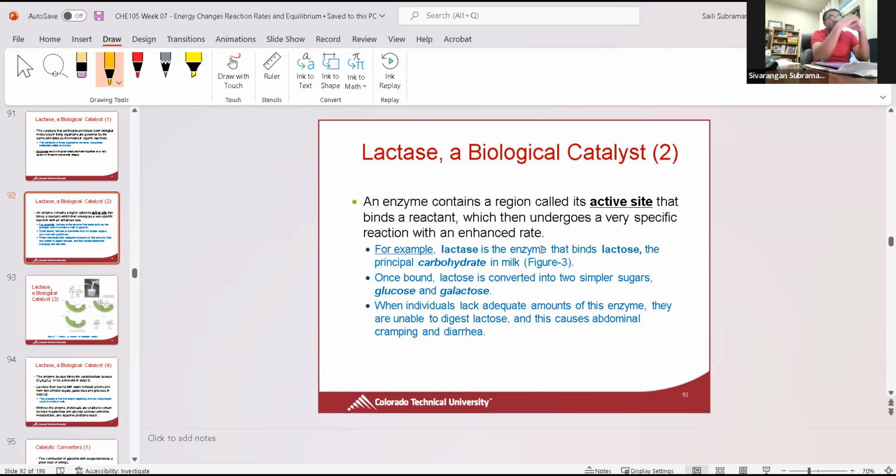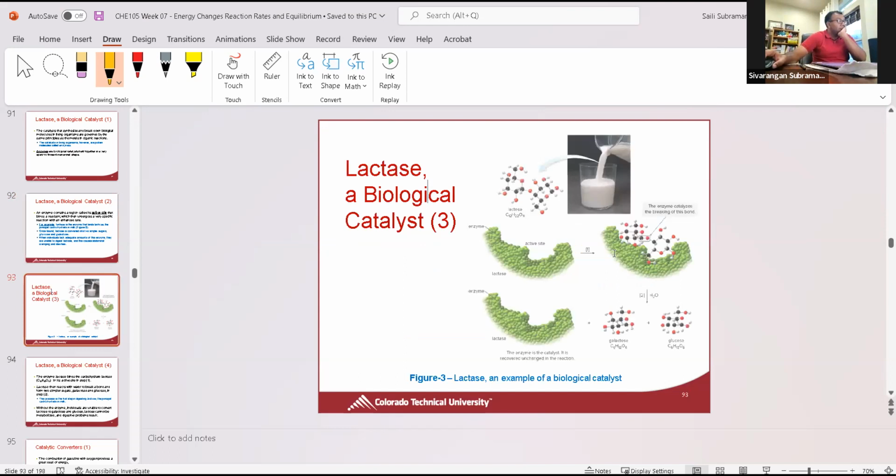The problem is if you don't have that protein or that enzyme, you're not able to have that reaction. That is the cause of lactose intolerance. So lactase is nothing but a biological catalyst, which most of us have, but for people who don't have that enzyme, that reaction cannot happen, and that's the reason why some people are lactose intolerant.